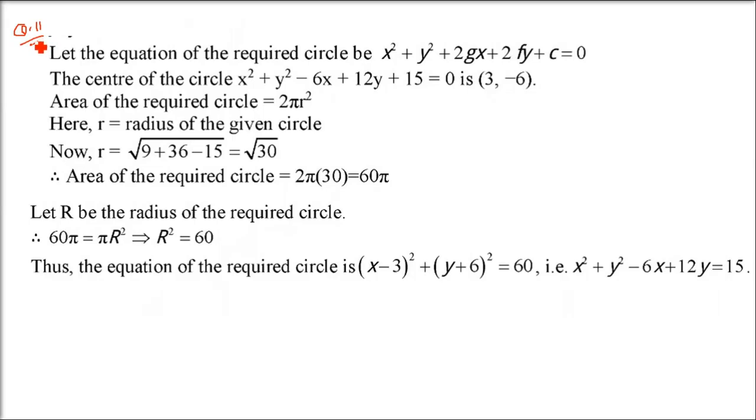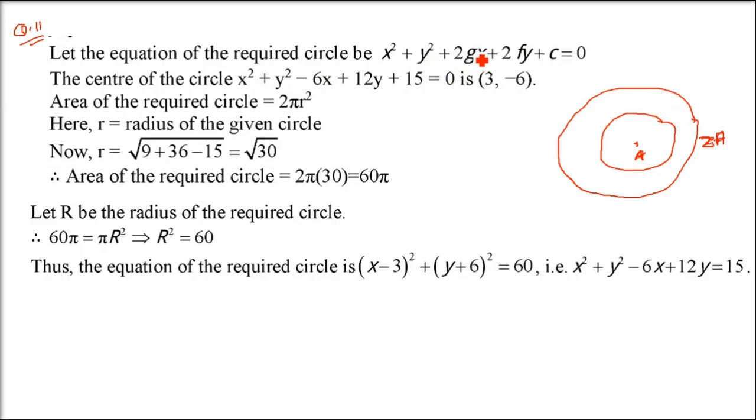This is question number 11. Find the equation of the circle concentric with the circle x square plus y square minus 6x plus 12y plus 15 equals 0 and double its area. So one is a circle here. Concentric means the center is common. So if the area of this circle is A, the other circle, which is a bigger circle, will have area 2A.